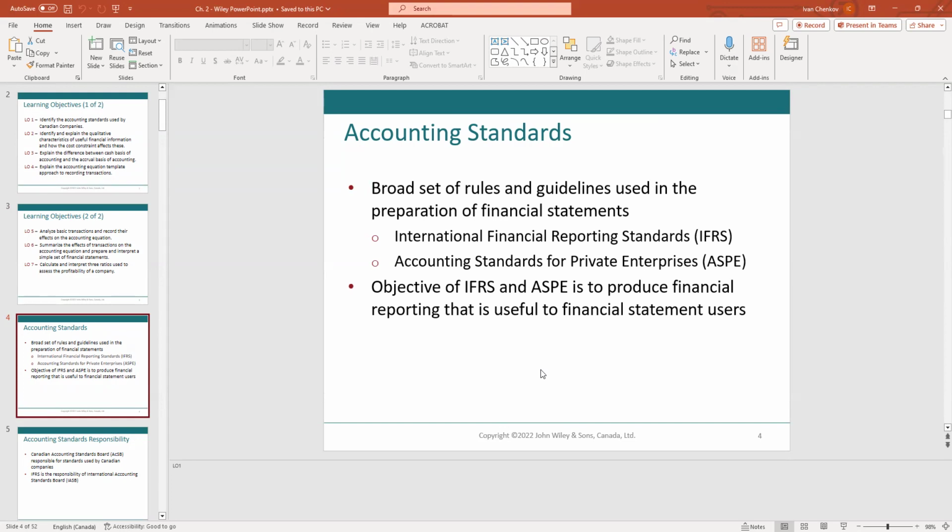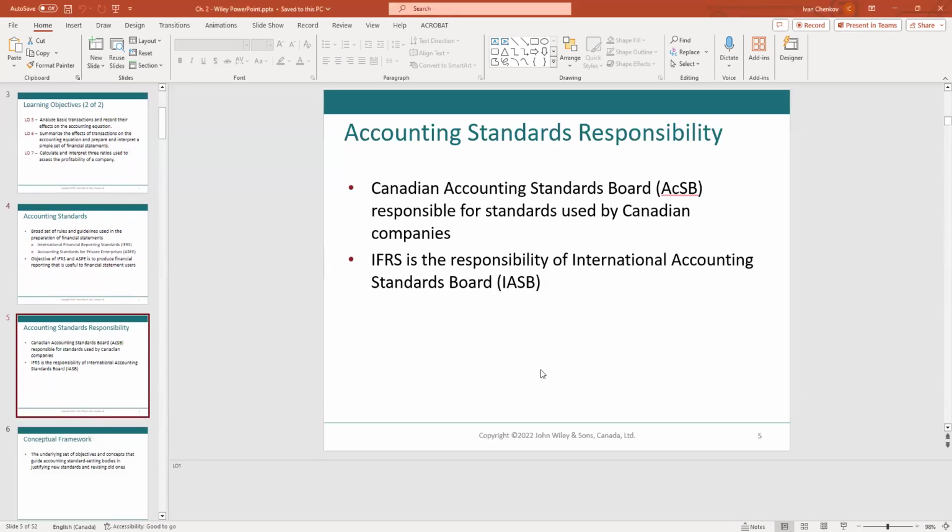The objective of those standards is to produce financial reports which are useful to financial statement users, so they can compare different companies knowing that those companies apply these standards. Who is responsible for setting the standards and communicating them to the industry? That will be the Canadian Accounting Standards Board. International Financial Reporting Standards, however, are the responsibility of the International Accounting Standards Board.